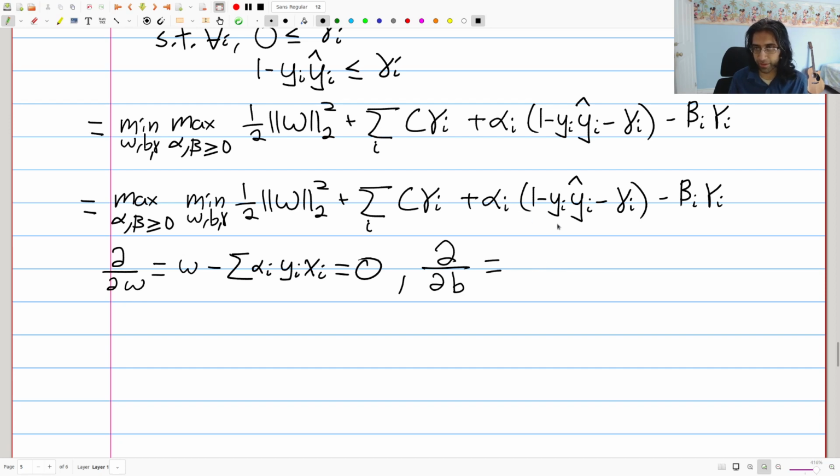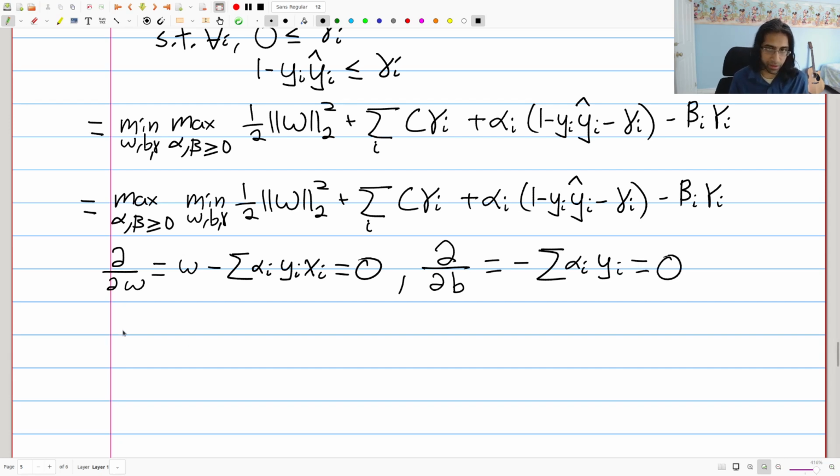An easy way to see this, in fact, is just by perhaps, if you expand this out a little bit and draw all the gammas to the right-hand side, these are going to disappear when you take the partial with respect to W and B. So it's exactly the same if you ignore the gammas as before. So this just becomes equals minus summation of alpha I yi, which is equal to 0.